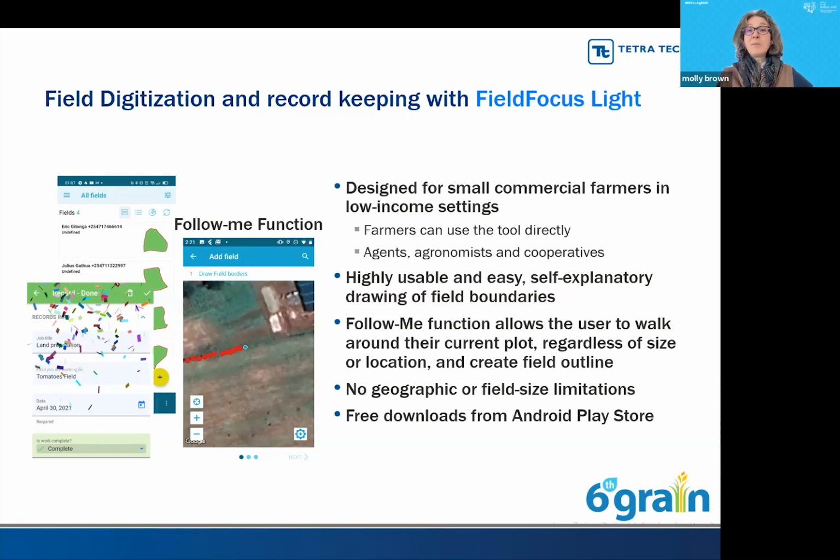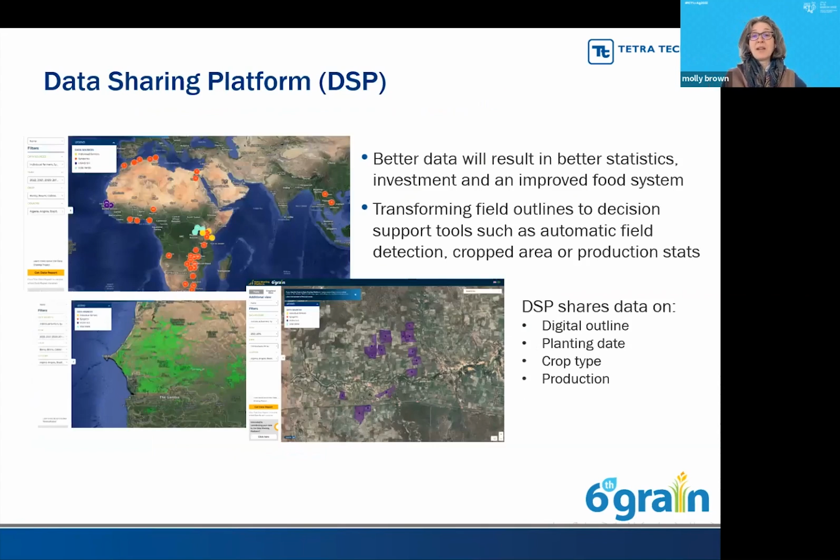So next slide. What we've done is integrated this information into a data sharing platform. I will put the URL in the chat when I am done presenting. It's basically dsp.sixgrain.com. Here we've allowed anybody to upload data and share it in a graphical interface that engages with the user and lets everyone know who provided the information and who shared it, in order to create a crowdsourced platform for everyone working anywhere around the world to share the data that they have.